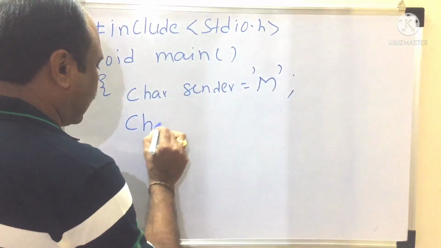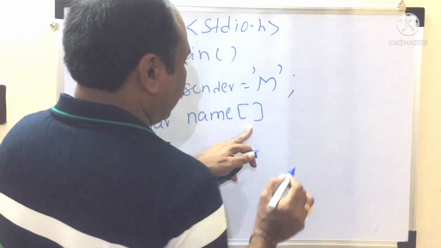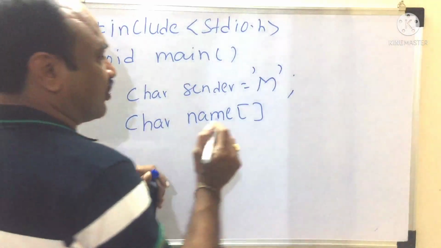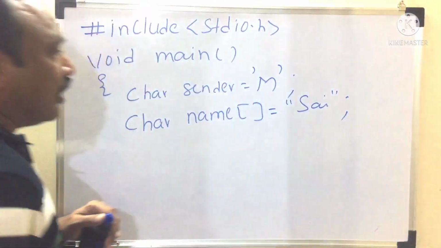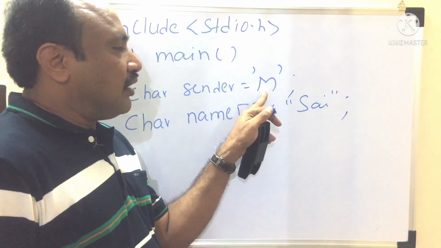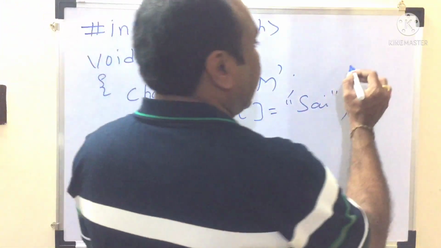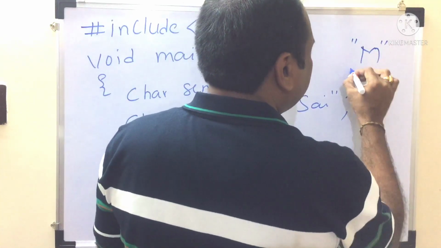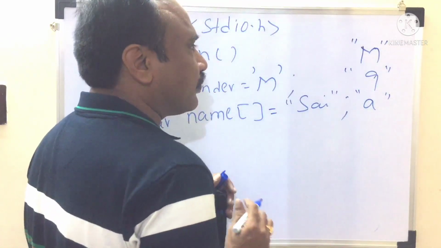Okay. Next, I am taking char name. If you use this, it is not a single character. It is a collection of characters, a collection of alphabets. I am taking it as Sai. A collection of alphabets enclosed in double quotes is a string. A single character enclosed in single quotes is a character. If you write a single character in double quotes, it is a string. A single digit in double quotes, string. A single alphabet in double quotes, string.